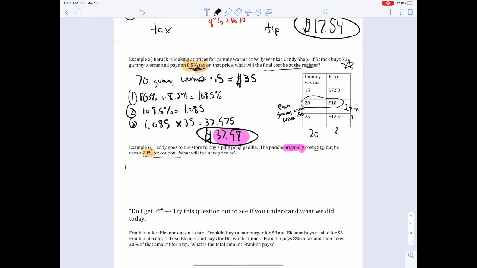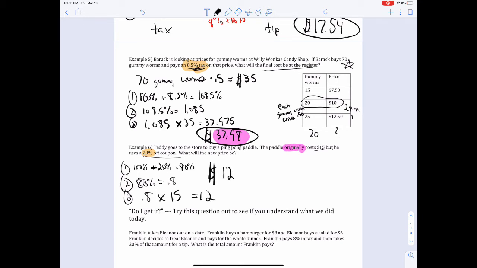So we're going to do, like we normally do, 100% minus 20% because it's a discount. That'll give us 80%. And then we'll do 80% equals 0.8 as a decimal. Then we'll do 0.8 times our 15. And we'll get 12. So the new price will be $12. So that one is relatively simple.